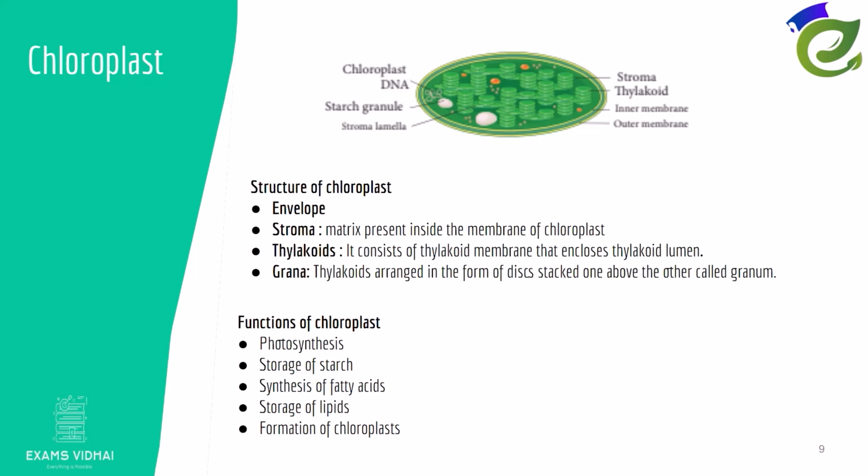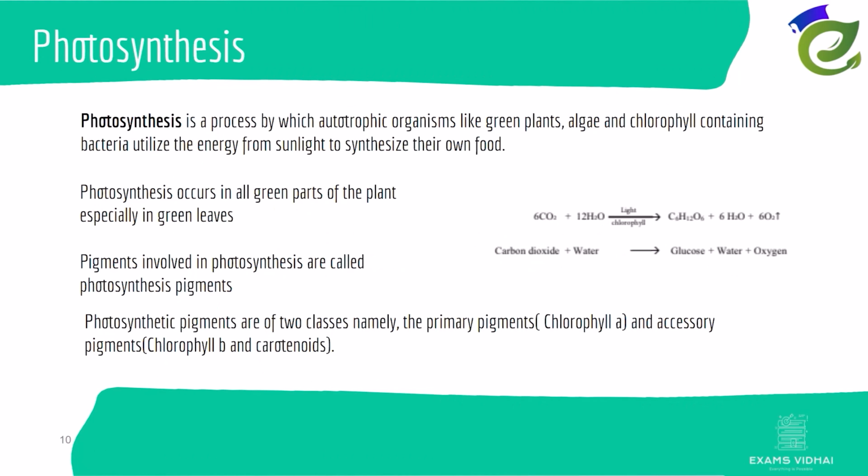Now, coming to the functions of chloroplast, it helps in photosynthesis and in storage of starch. Synthesis of fatty acids is done in the chloroplast, and it also stores lipids, and it also helps in formation of other chloroplasts. Coming to photosynthesis, photo means light, and synthesis means to build. Photosynthesis is a process by which autotrophic organisms like green plants, algae, and chlorophyll containing bacteria utilize energy from sunlight to synthesize their own food.